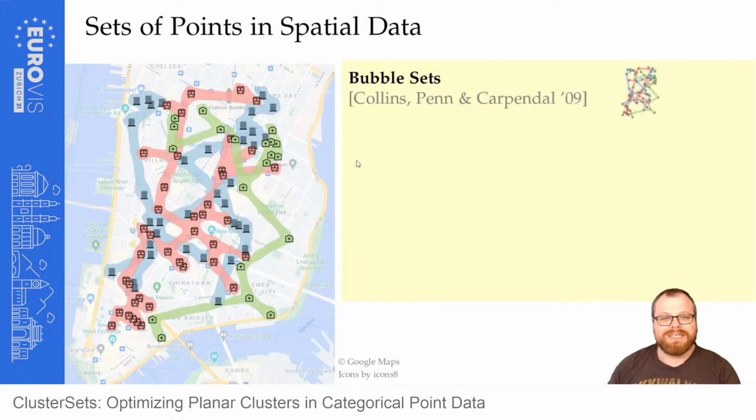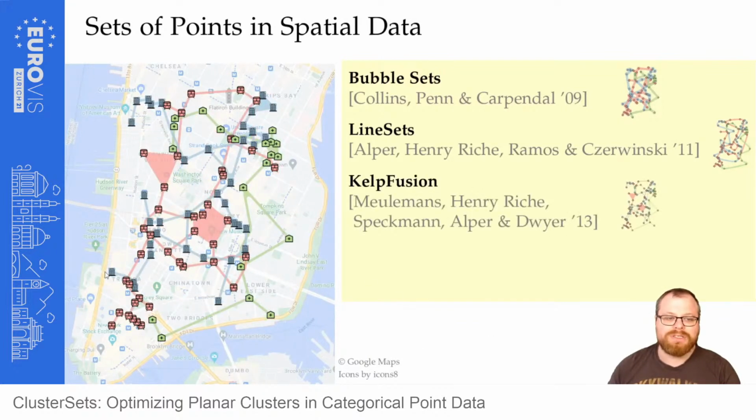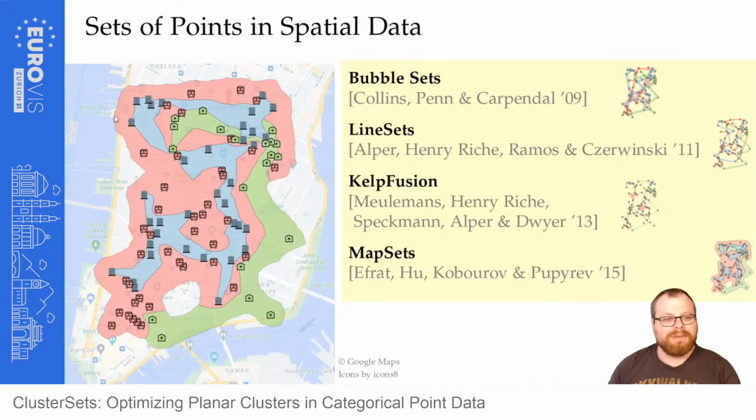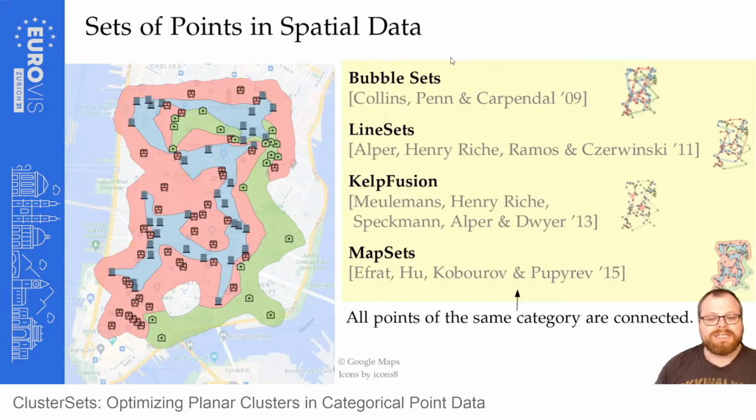For example, bubble sets, where every set looks like soap bubbles, or line sets, where we have a simple line through all the points of the same category. Then there is kelp fusion, where we represent the sets by trees, but if we have empty regions, then we might use a polygon here. And map sets, where the whole map is split into colored regions that may only contain points of the corresponding color. In all of these approaches, the points of the same category are always completely connected.